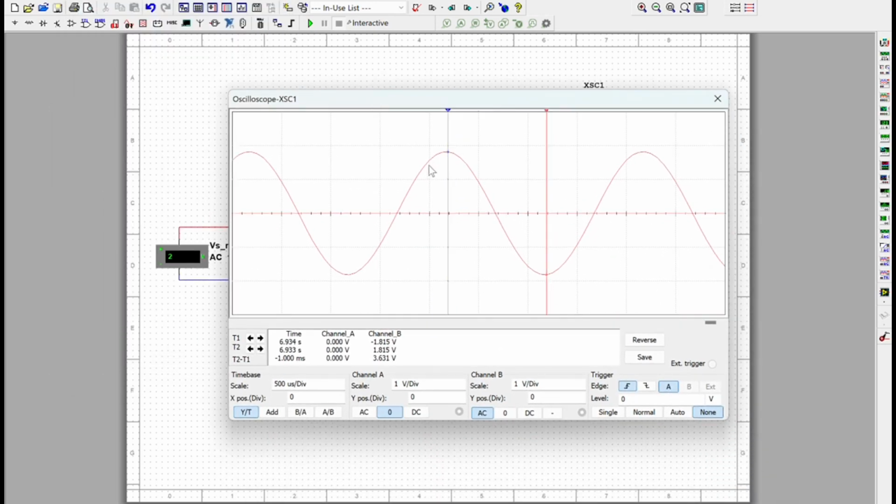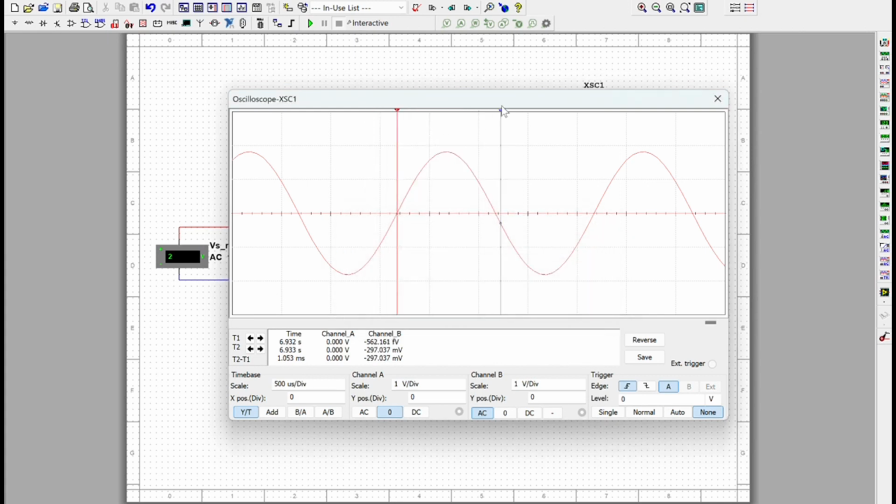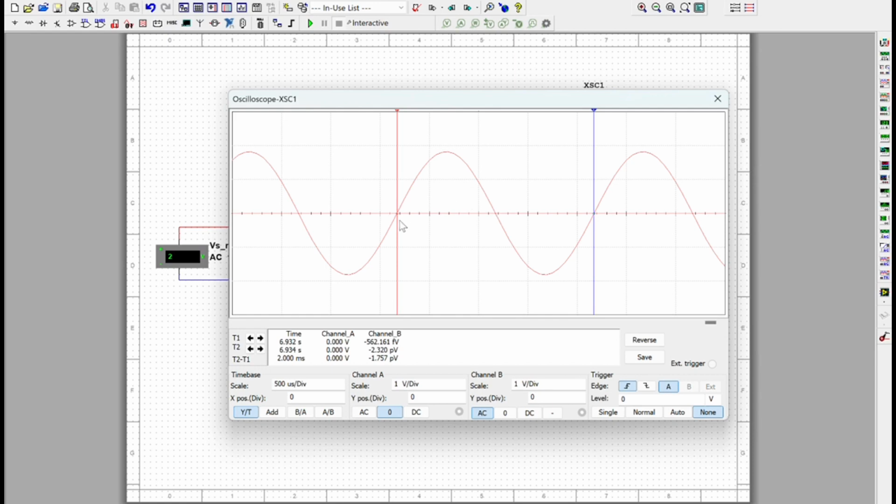And then we can measure the time period for this graph as well, in which we take the cursors and we set the y equal to 0 to the next value of 0, and then take the second cursor and do that as well. So now we have a full period here on the graph. With each cursor set to 0, we see that our time period is 2 milliseconds as well.